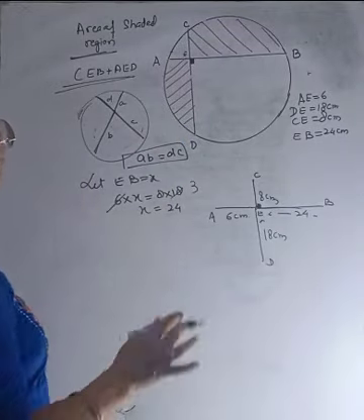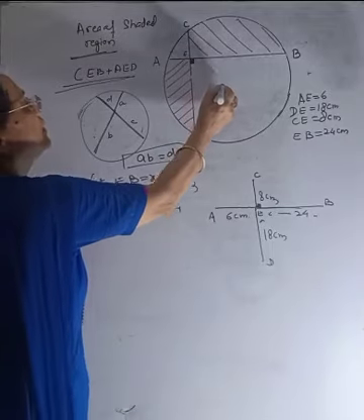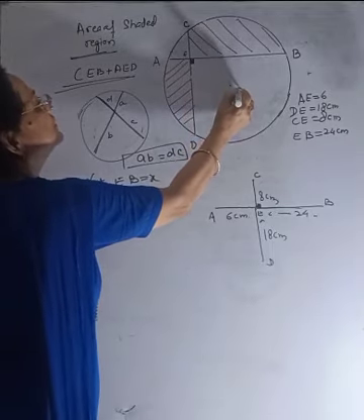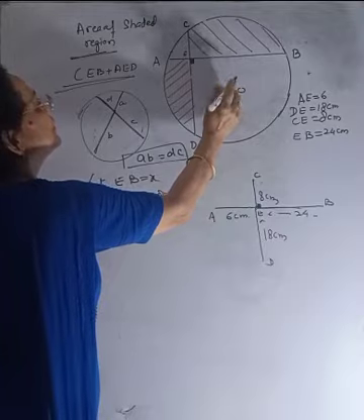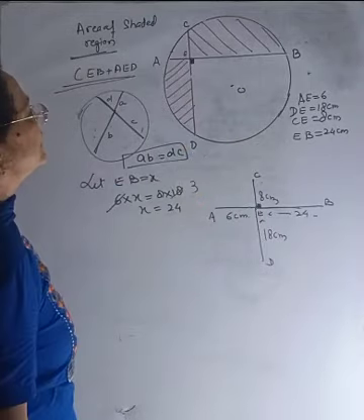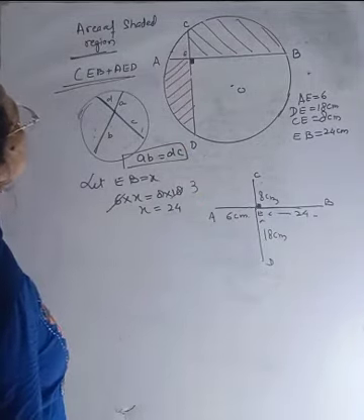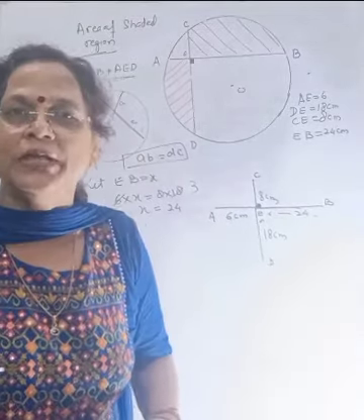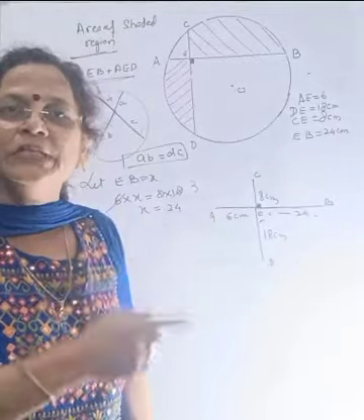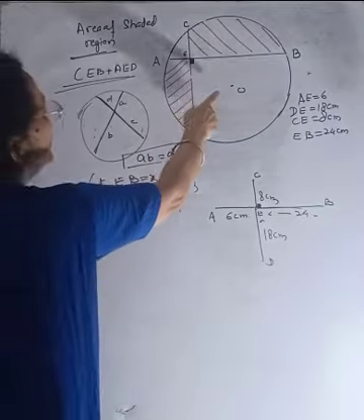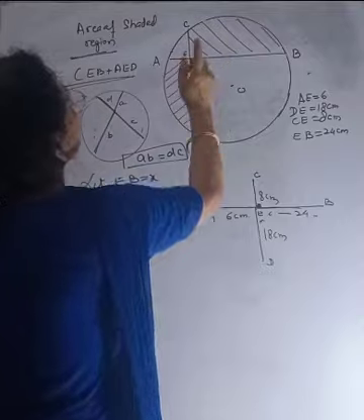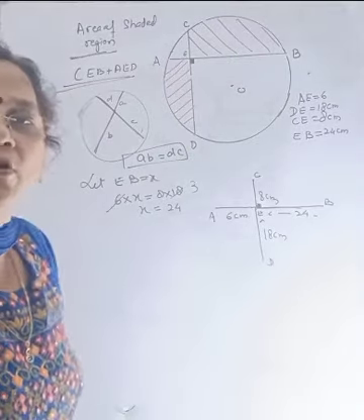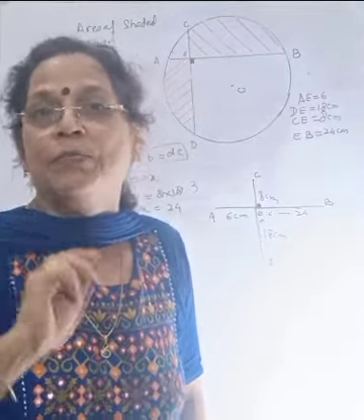Now what do we do? What we have to do? Suppose O is the center of the circle. Then we know when the chords are perpendicular to each other, and we join this perpendicular drop from the circle on the chord, it always bisects into two equal parts.